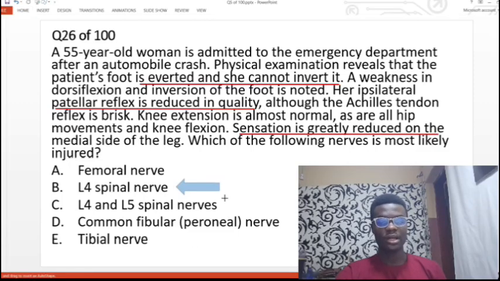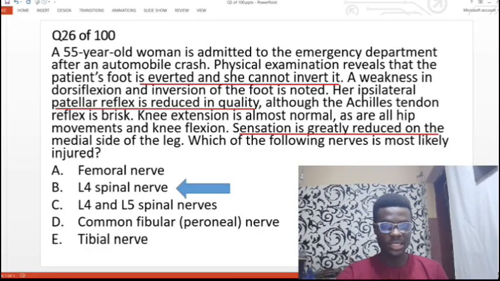So option B is our correct answer, and the other options are wrong. The femoral nerve innervates the anterior compartment of the thigh, and is responsible for knee extension and hip flexion. The L4 spinal nerve we have just analyzed. So now the L4 and the L5 spinal nerves.